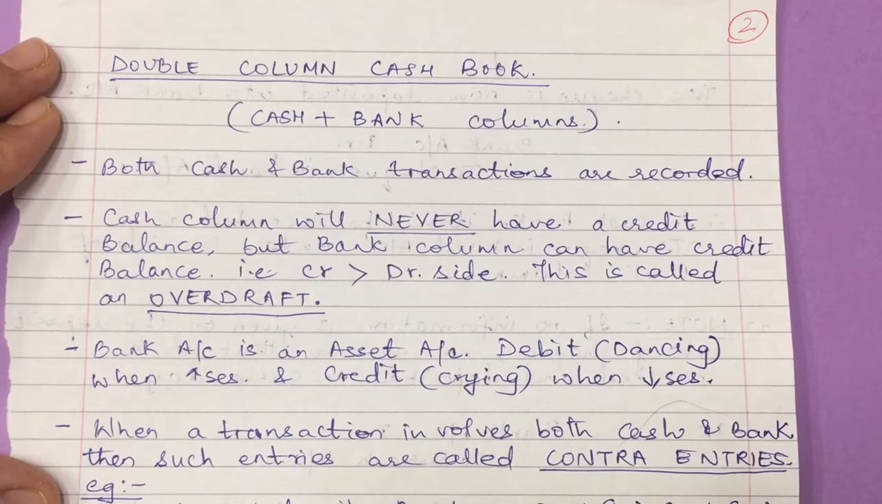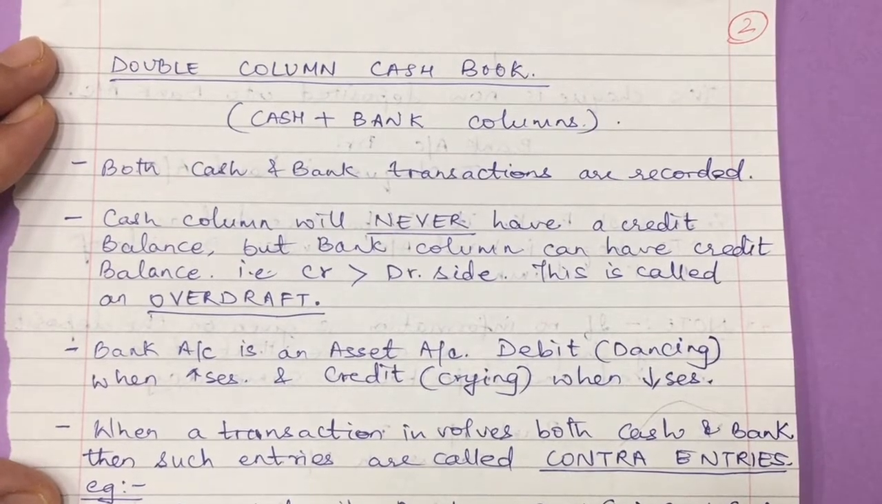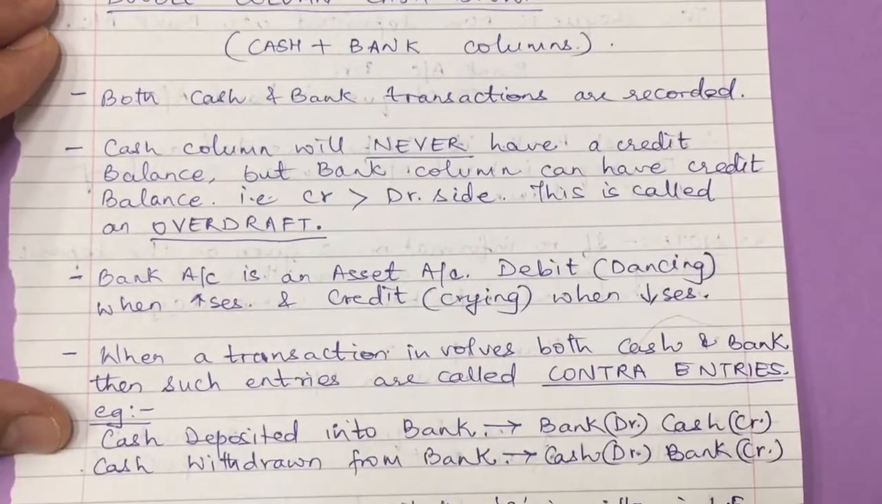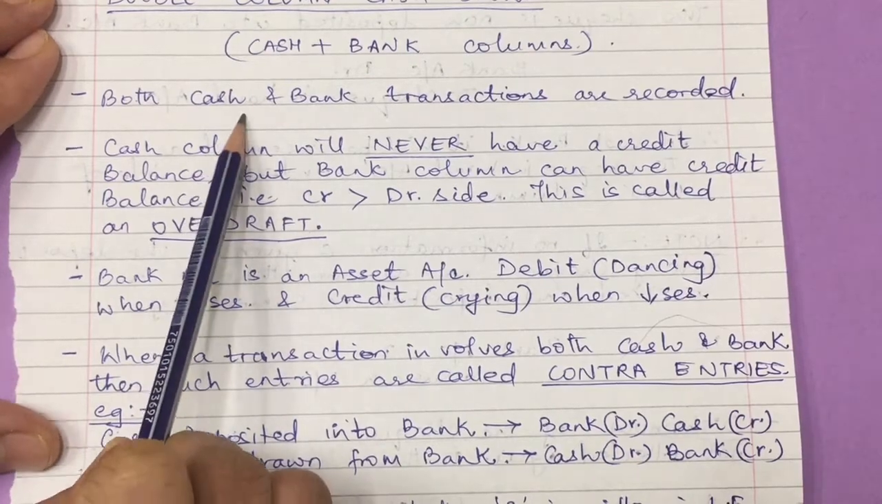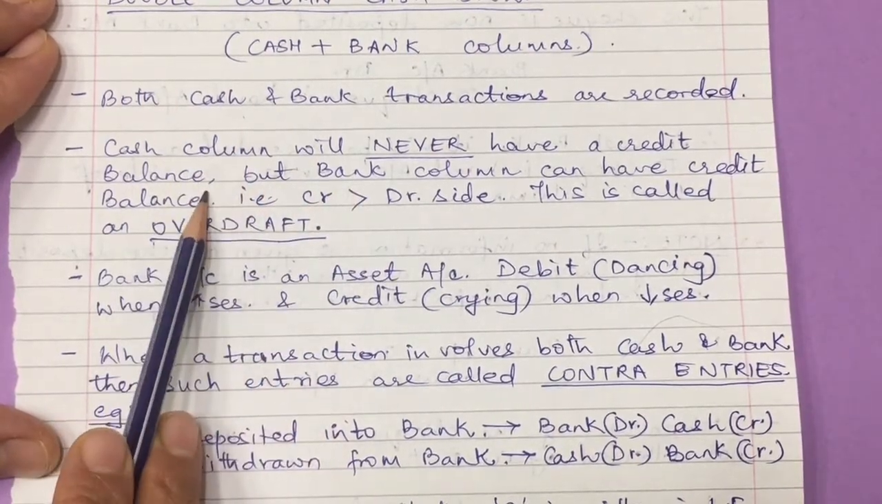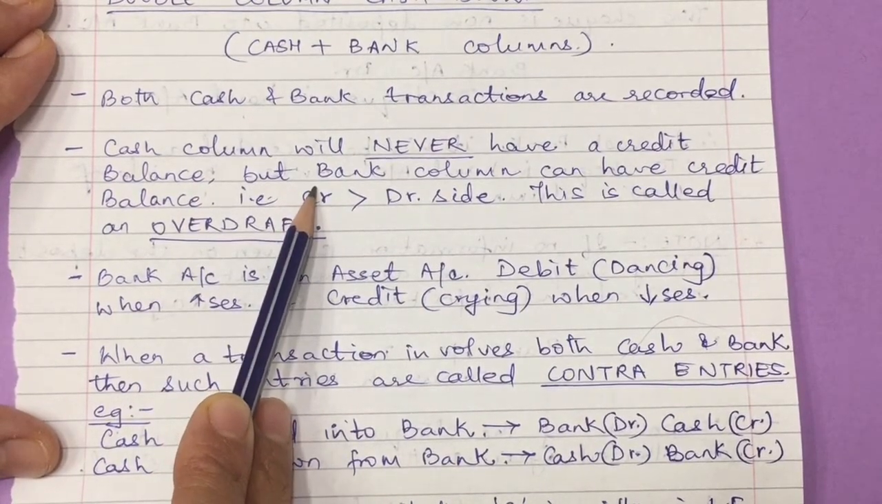Now we will talk about the double column cash book. Double column means it will have a cash column also and bank column also on both the sides, debit side and the credit side. Okay. Now there are few points which again you need to keep in mind before making a double column cash book. Now both cash and bank transactions are recorded in this double column. Cash column will never be having a credit balance.